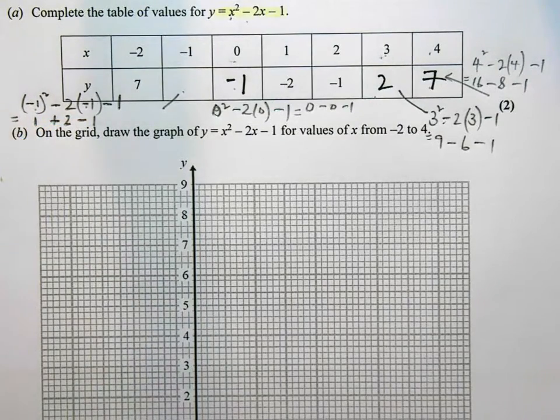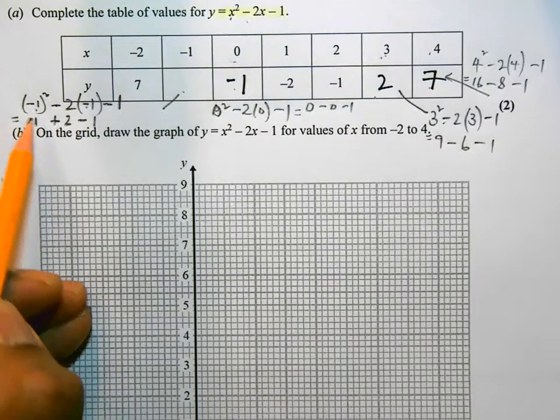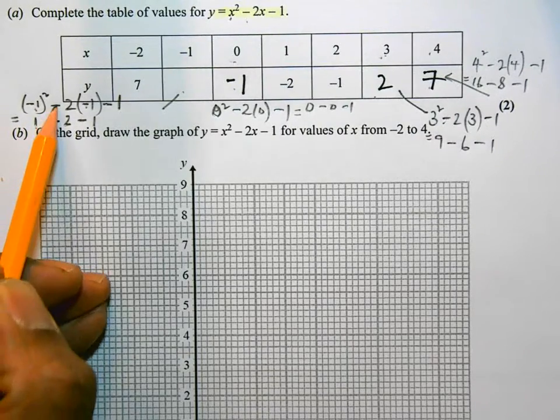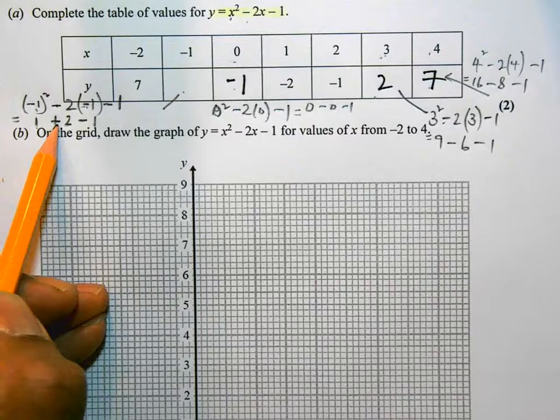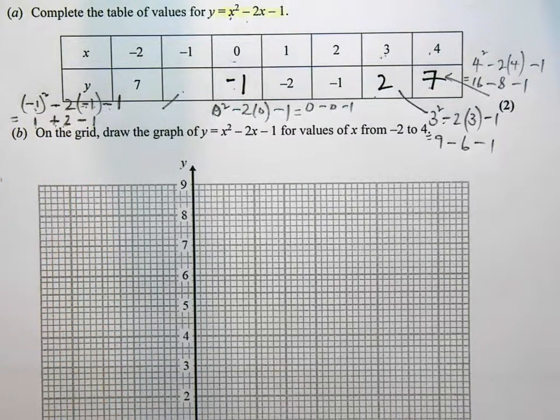Okay, so take your time. Minus 1 squared, minus times a minus is a plus. 1 times 1 is 1. Minus times a minus is a plus. 2 times 1 is 2. And then I still have that minus 1 at the end. So 1 add 2 is 3. 3 take away 1 is 2.